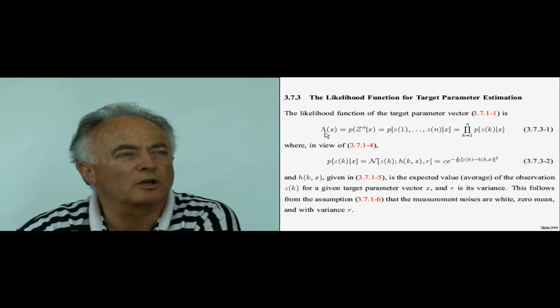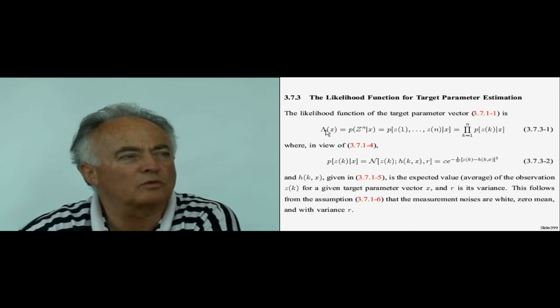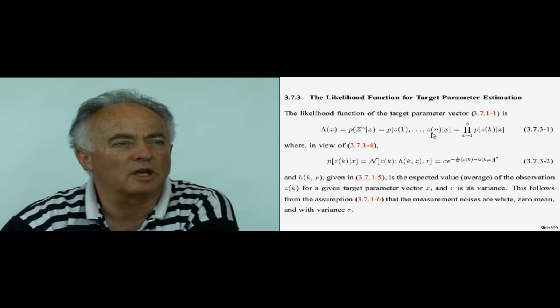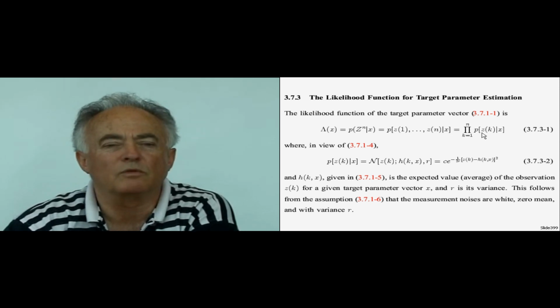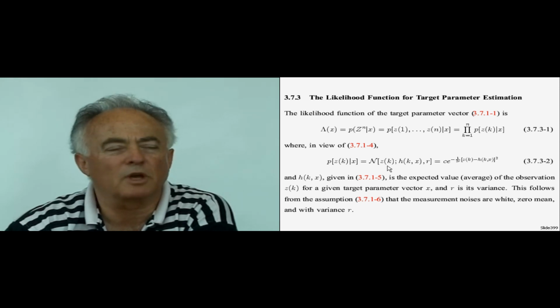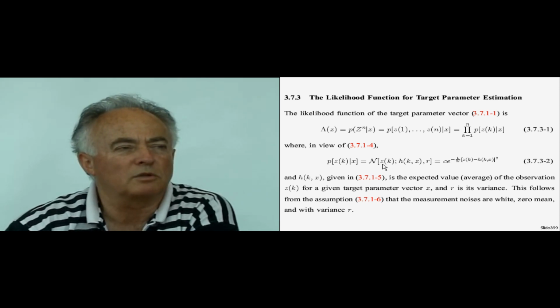We'll use the maximum likelihood technique. We'll write the likelihood function of x, which is the joint probability density function of the cumulative set of observations. There are n observations, say, given x, p of z1 through zn given x. In view of the independence of the measurement noises, we can break it down as the product of the marginal probabilities of each of the zk given x. And each of the zk is Gaussian distributed under the assumption that we have Gaussian noise, with the argument being z, mean h of k and x, and the variance r.